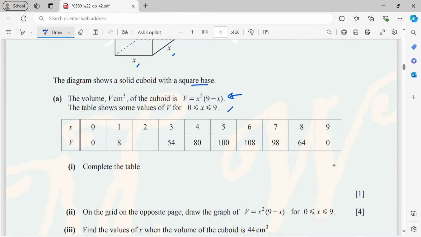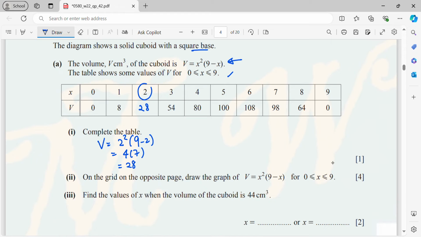Complete the table. Okay, so complete the table means that you need to find a V when the x is 2. So just substitute. So V equals x squared bracket 9 minus x. Therefore this is 4 times 7. I get 28. So done for the first part.